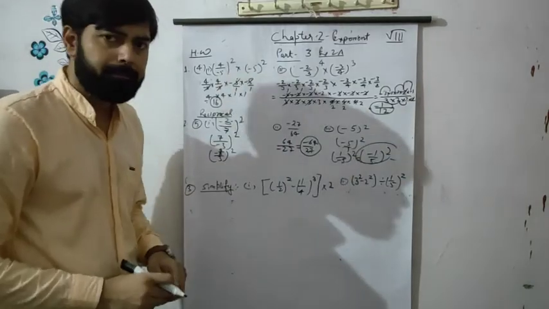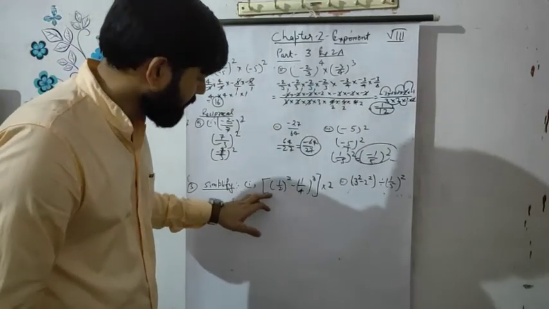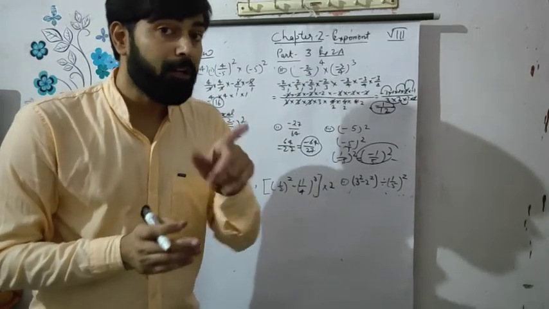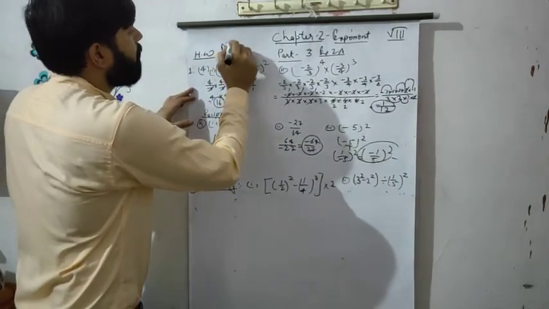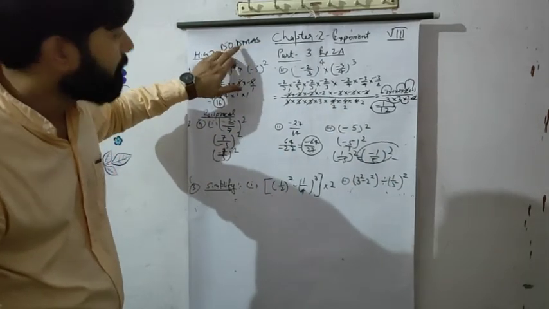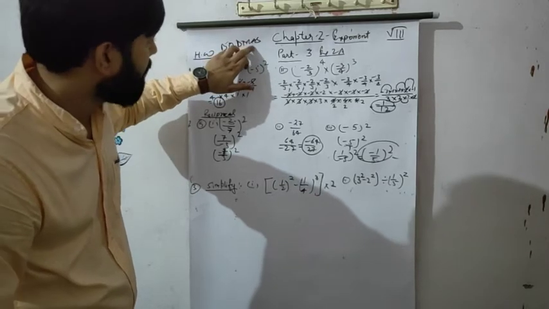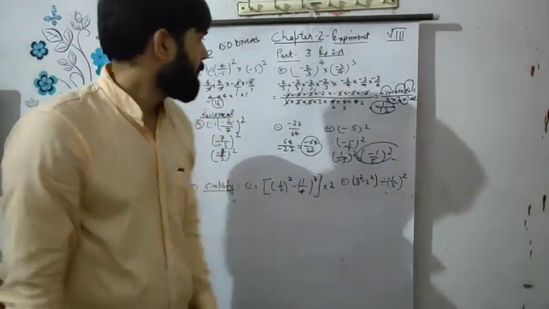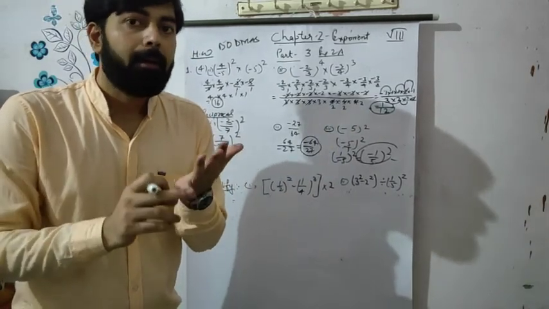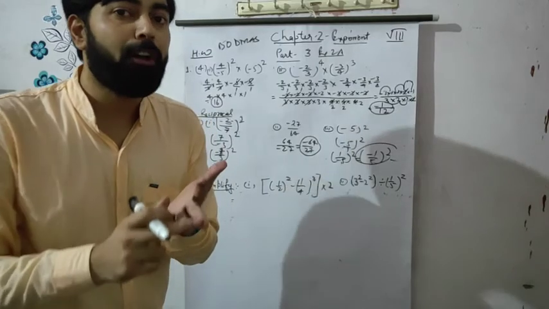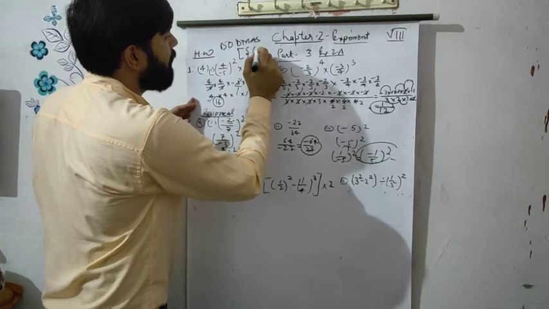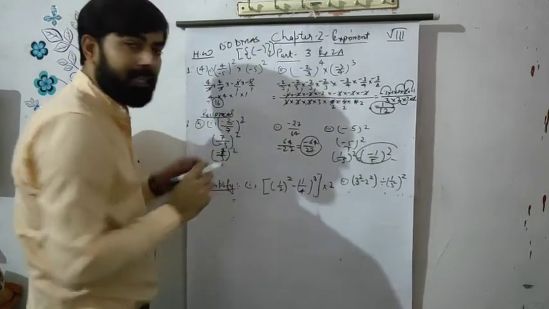Now next, simplify. The question is a square bracket. How can we solve the simplification? According to the BODMAS rule. BODMAS: B for bracket, O for of, D for division, M for multiplication, A for addition, and S for subtraction. So first we open the bracket. There are 4 types of bracket: square bracket, curly bracket, small bracket, and bar bracket. These are the types of bracket.